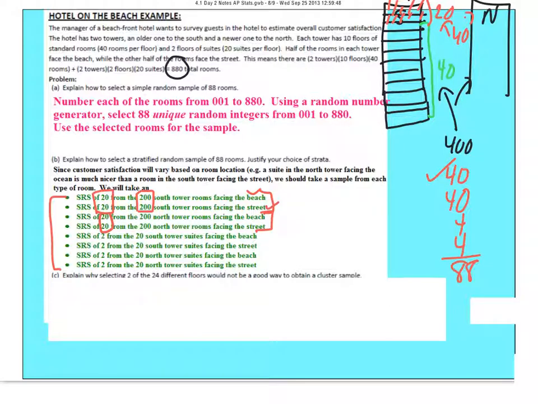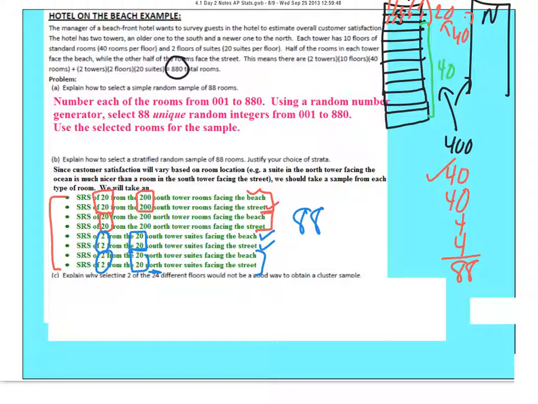Now, what about when we switch over to the suites? Well, on the South Tower, we actually have 40 suites. 20 are on the beach side and 20 are on the street side, so we should pick 2 from each of those. We're then going to switch over to the North Tower and do the same thing. And when we do that, we'll get a total SRS of 88 rooms. We'll gather all those 88 rooms together and look at the final results.